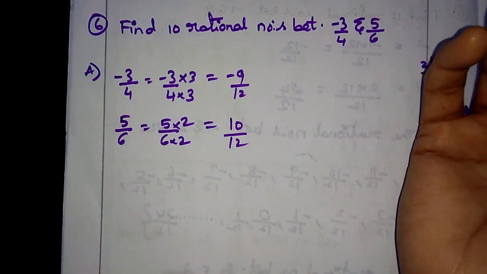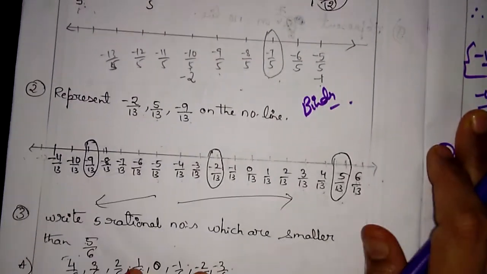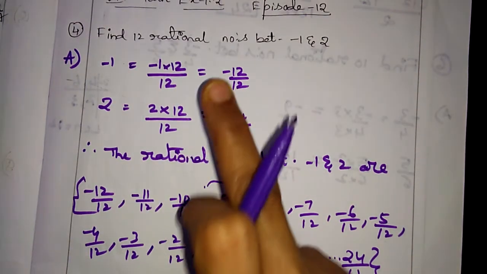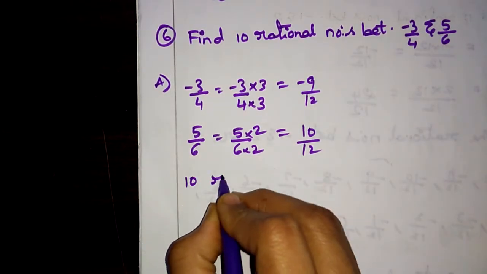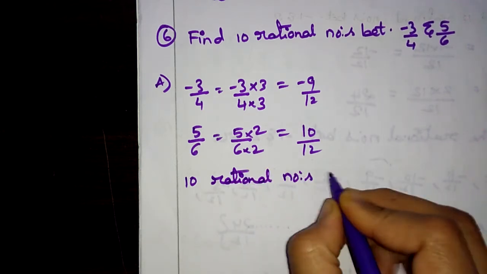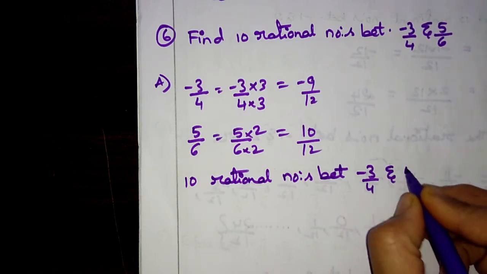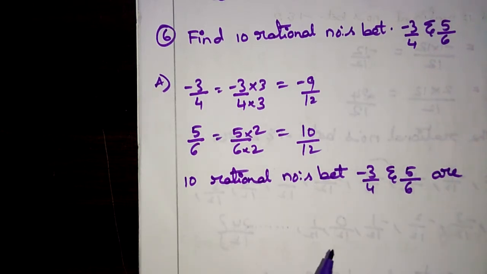So what will we do here? We will write directly. No need to multiply and divide with any number. Like before, in the fourth sum we multiplied like this, no? So no need to do this for this question. So how will you write? 10 rational numbers between minus 3 by 4 and 5 by 6 are, what can you write, children?